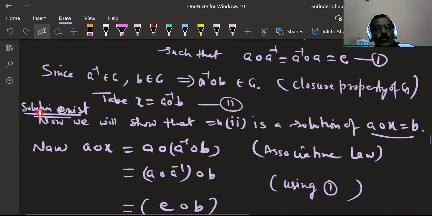Now we will prove that the solution of this equation A composition with X is equal to B exists. Then we'll show that the solution is unique. Now we'll show that this is the solution of the equation A composition with X is equal to B. Now we're taking the left side of this.